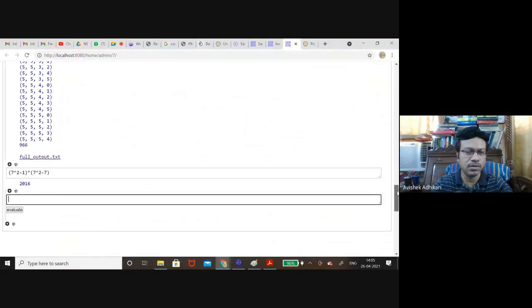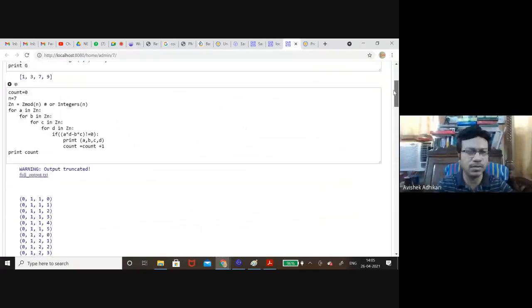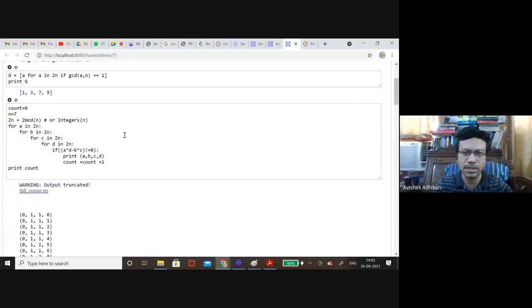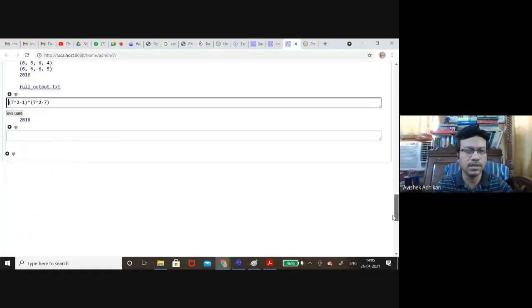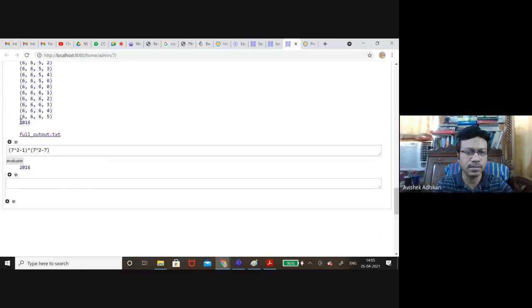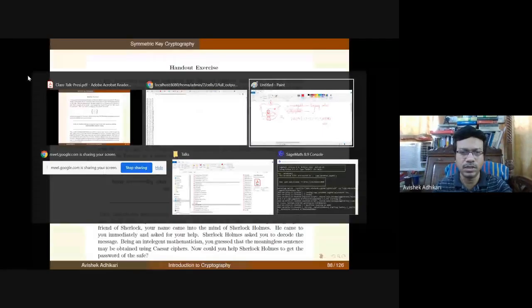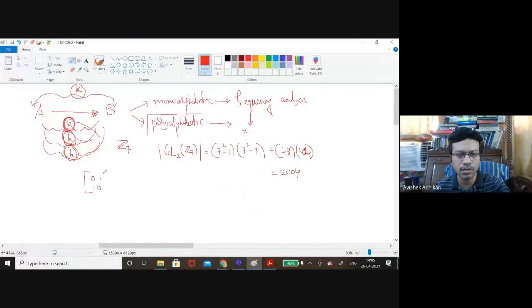Let's put here the value 7 and check whether the programming works properly or not. I have already given the value of n to be 7, and let's check how it gives me the answer. And it also came 2016. You can check all the matrices if you are interested. So this is A, B, C, D. That means this is 0110, so its value is minus 1 in Z7, which is actually class 6, and so on.